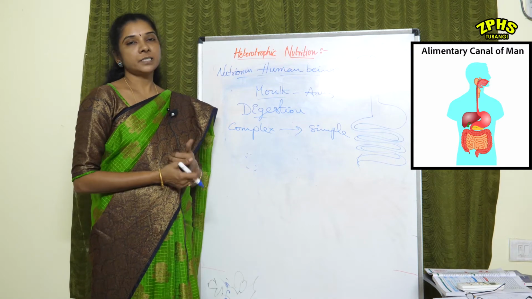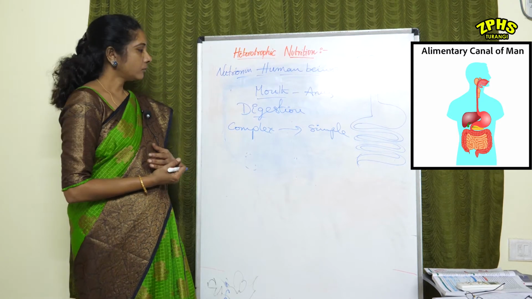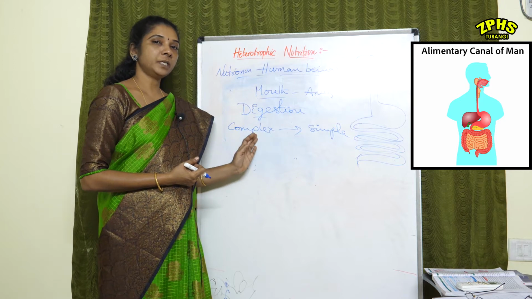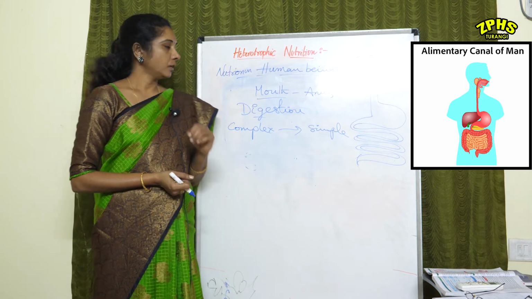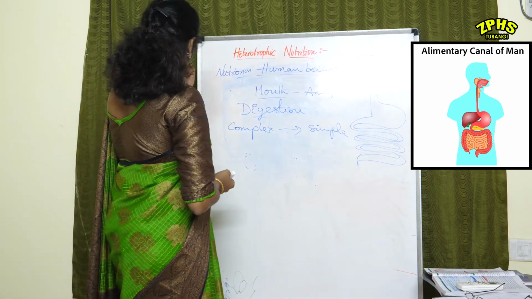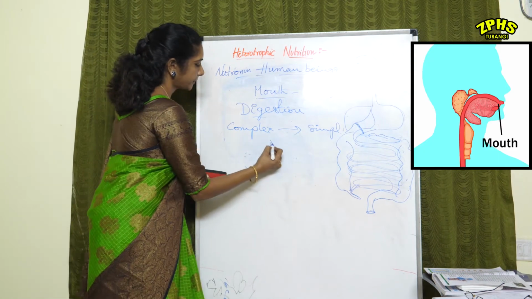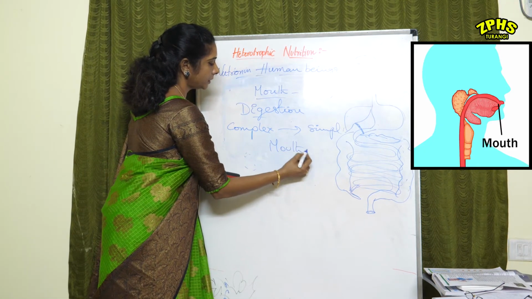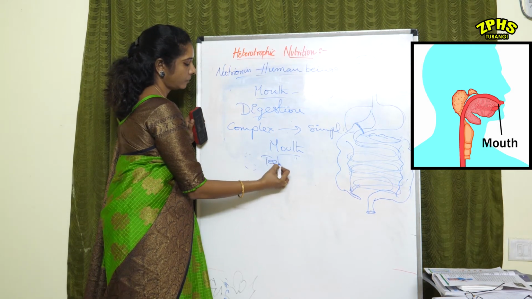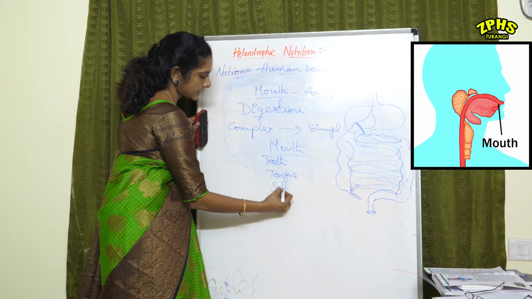So why is digestion needed? We cannot absorb complex molecules into the blood. To absorb, the food material has to be digested. It should be modified into a simple form. That is why digestion is needed. In the human digestive system, the first part is the mouth. If you observe the mouth, we have teeth, tongue and salivary glands.